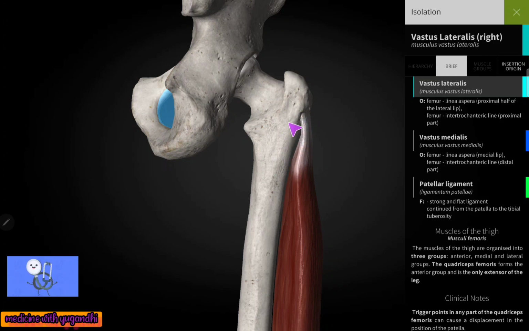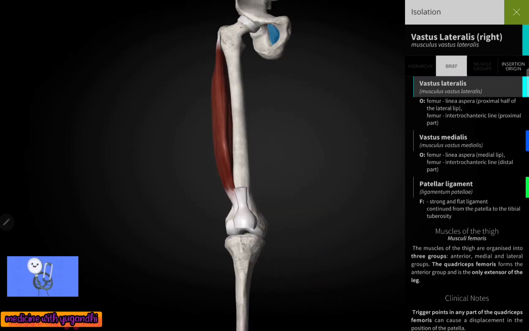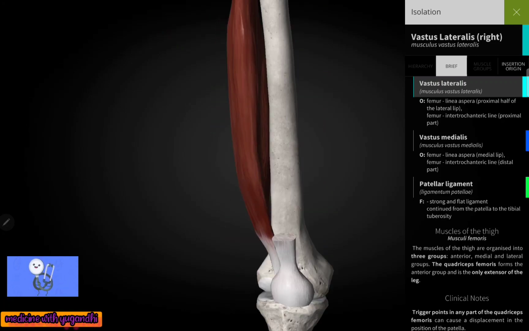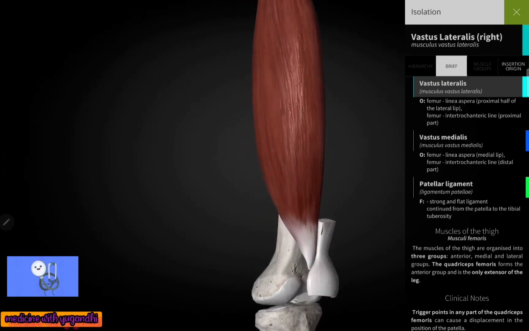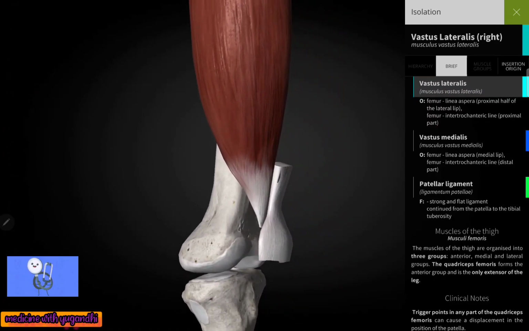This rougher portion is called the gluteal tuberosity, where the gluteal muscles get attached. So it also gets its origin from the lateral lip of the gluteal tuberosity. Then also from the upper half of the lateral lip of the linea aspera. That's all about the origin of the vastus lateralis. Now coming to the insertion of the vastus lateralis muscle, it gets inserted into the lateral border of the base of the patella as well as into the upper 1/3 of the lateral border of the patella.